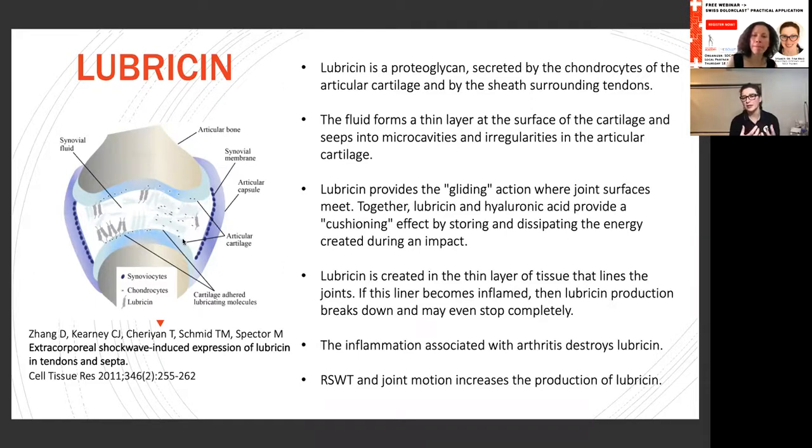And this is almost the best way to, if you explain this to your patients, who wouldn't want lubricated joints? So it's very easy to convince them if you explain to them that this is one of the only ways we can actually stimulate your body to produce it.